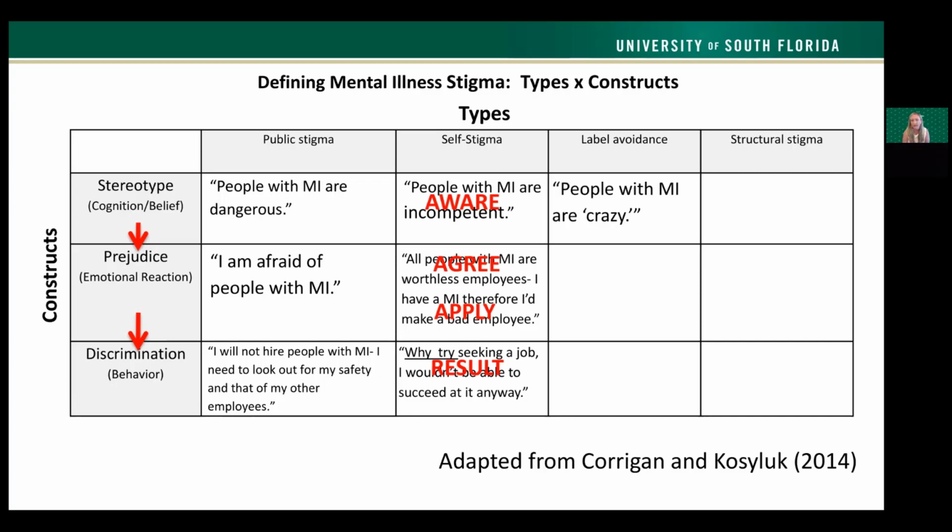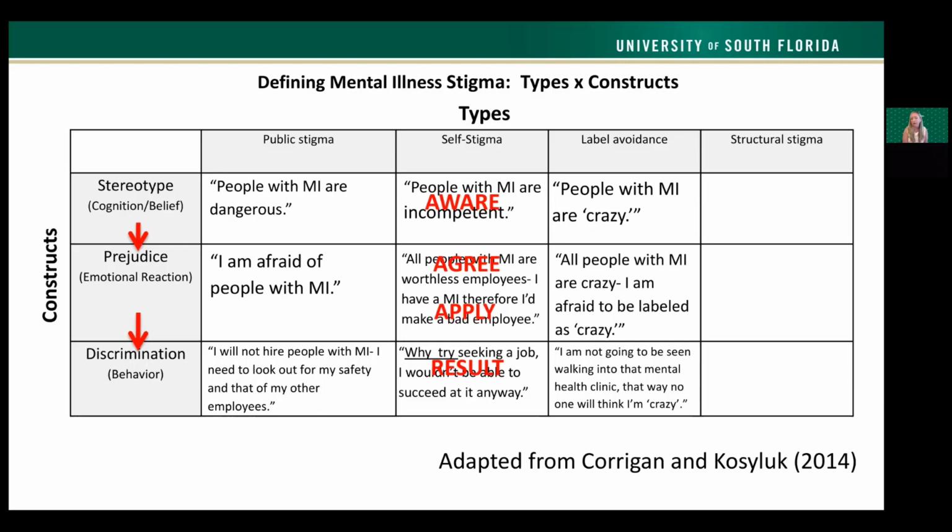Label avoidance, the example might be people with mental illness are crazy. We've probably heard that term thrown around before. The prejudicial response here might be all people with mental illness are crazy, and I'm afraid to be labeled as crazy. So this might be somebody who's not yet engaged with mental health care, but they think they might be experiencing some symptoms. And then the behavior is, I'm not going to be seen walking into that mental health clinic. That way, no one will think I'm crazy.